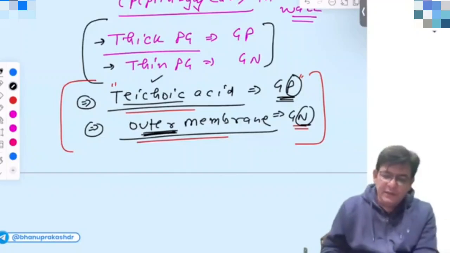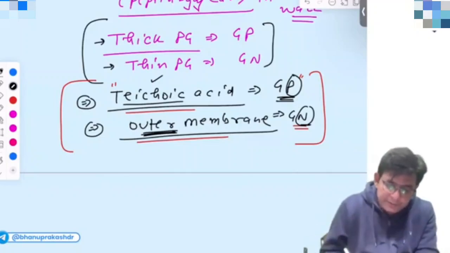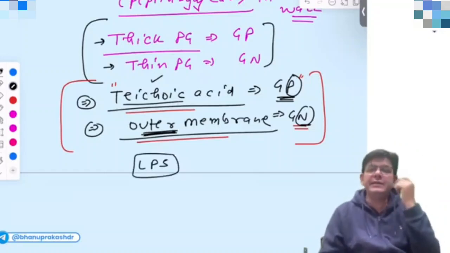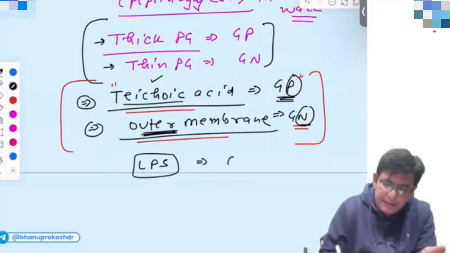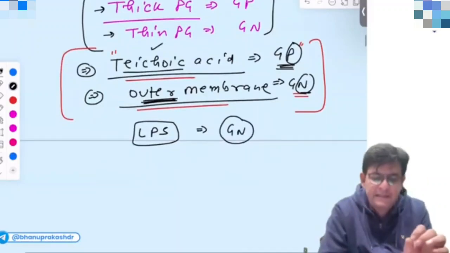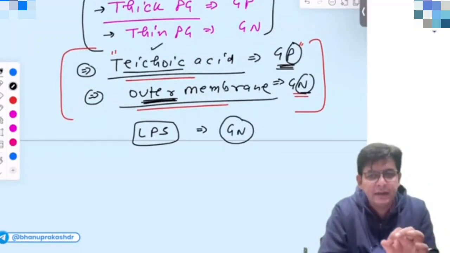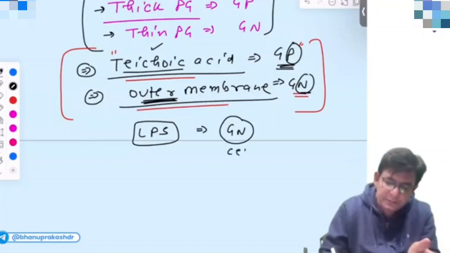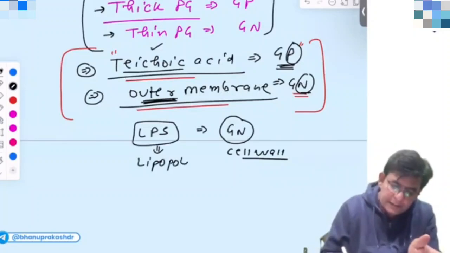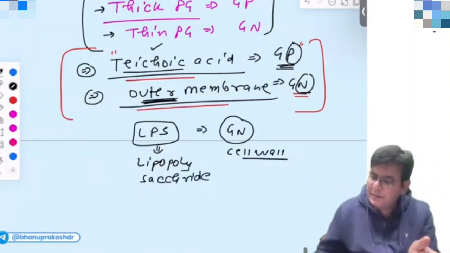Is it fine? So another question. LPS, lipopolysaccharide. LPS is a feature of gram negative cell wall. What is LPS? LPS is lipopolysaccharide.